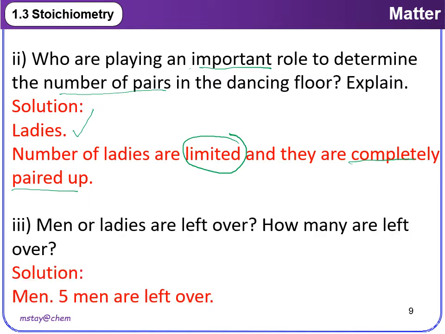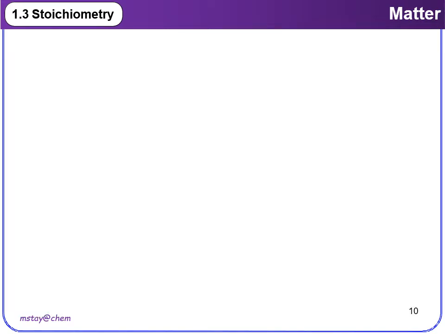Next, are men or ladies left over? Obviously, men are left over. How many are left over? How do you get 5 men? Because just now we said there are 14 men and 9 ladies. So when 9 among these 14 pair up with the ladies, we minus 9, so what is left over is 5 men.